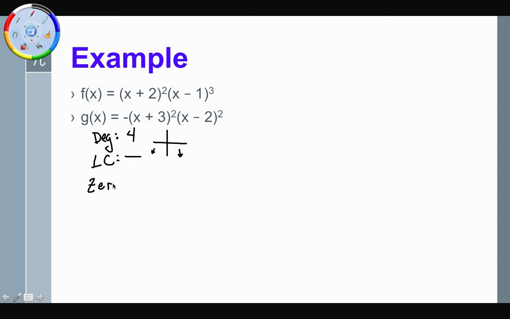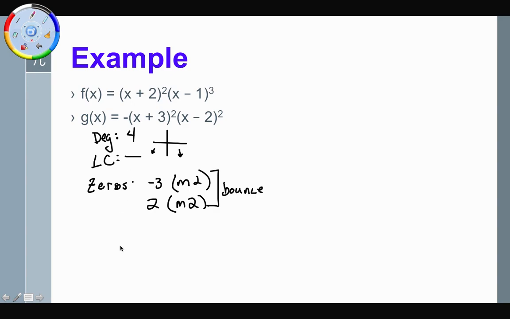And then our zeros are negative 3, multiplicity 2, and 2, multiplicity 2. So both of them are going to bounce. So that should be pretty interesting.